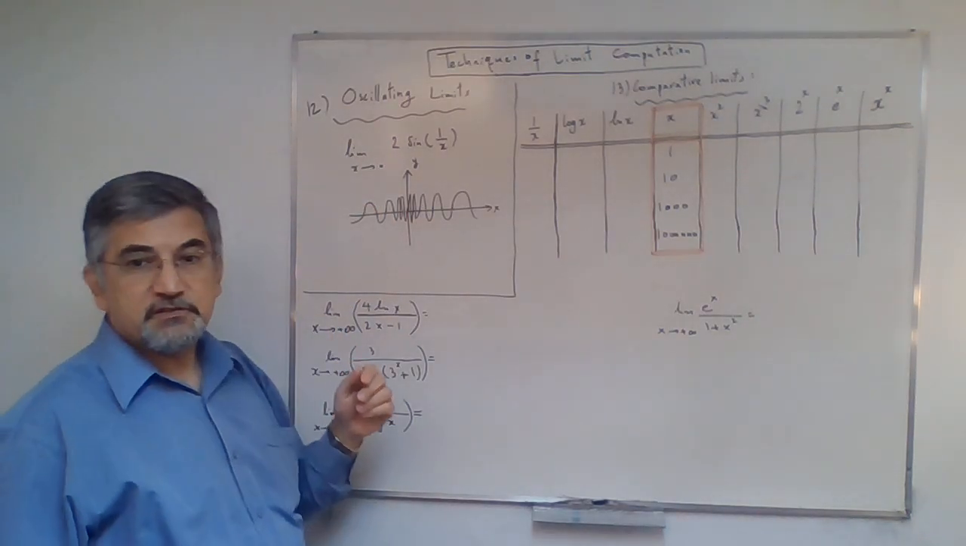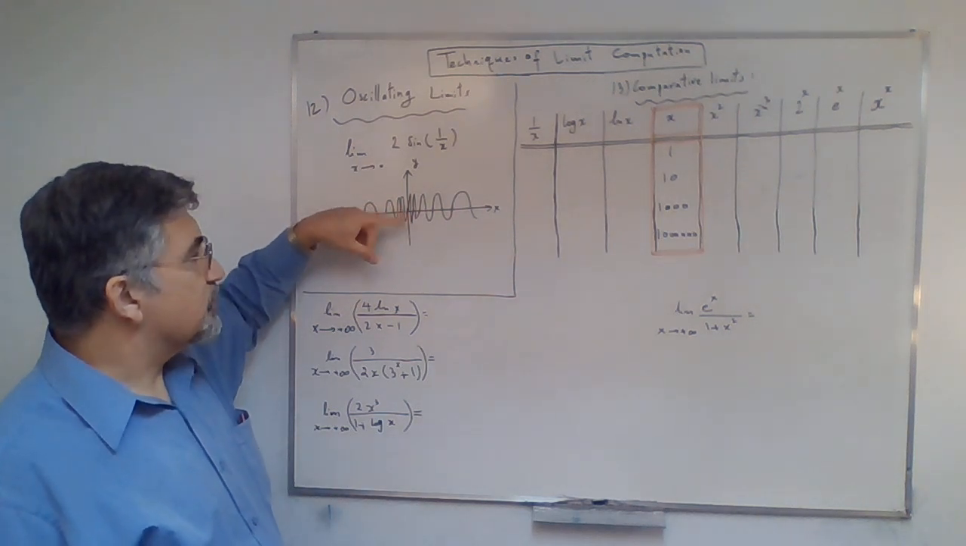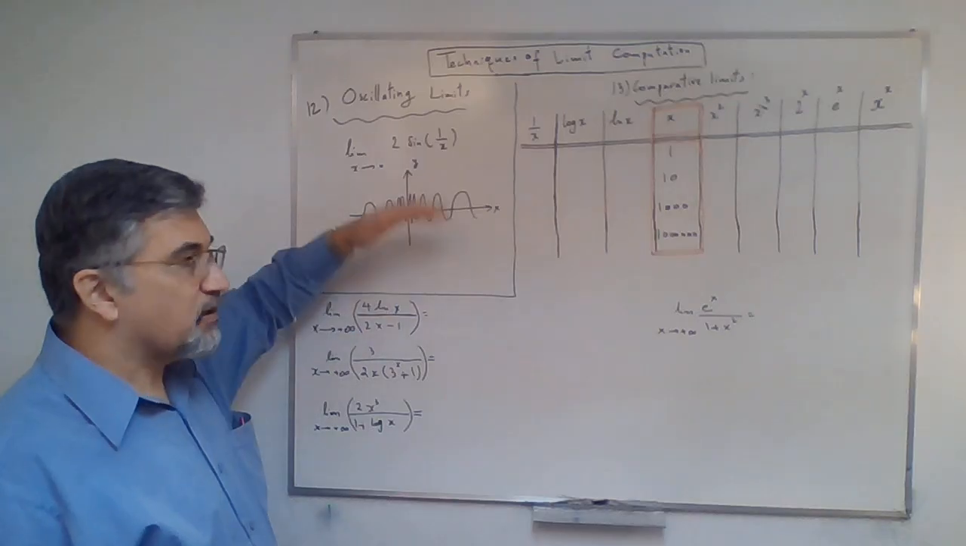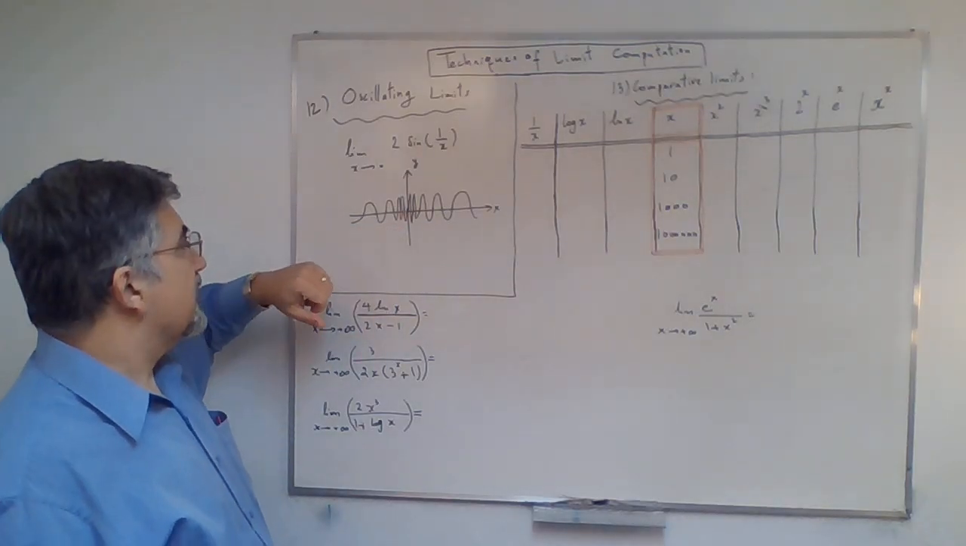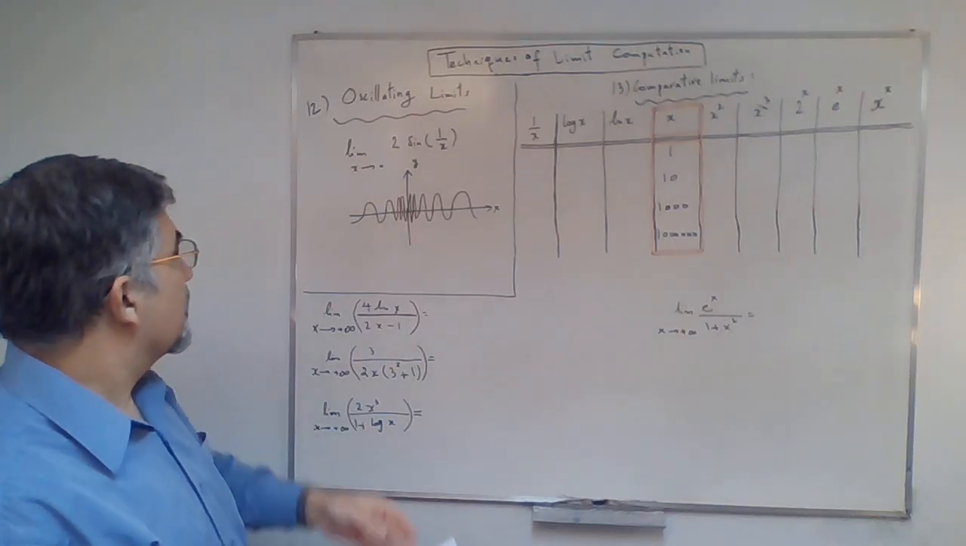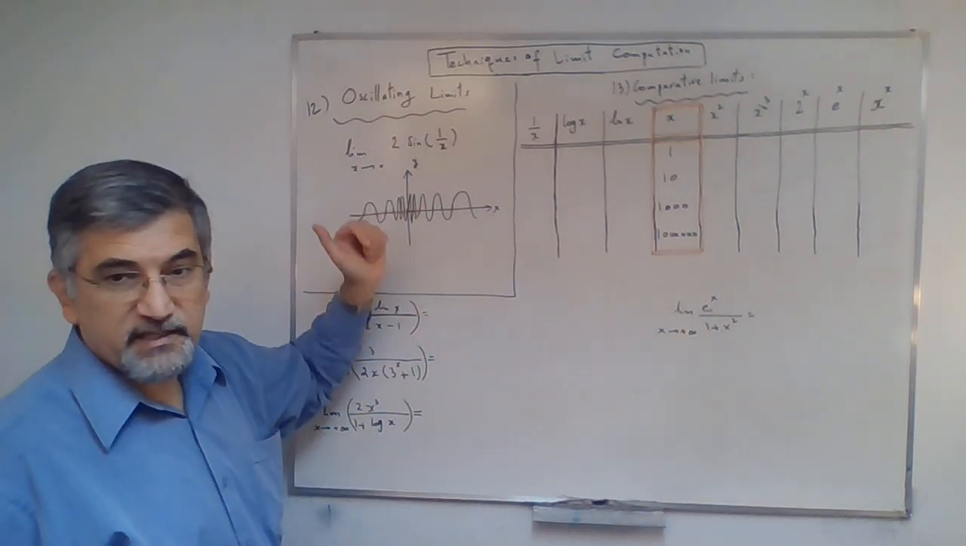The reason why it's called oscillating limits is because sometimes functions fluctuate between two values, just like the sine function and cosine function, and they keep oscillating and oscillating. And it's hard to find an answer for the limit. Look at this function. It says 2 times sine of 1 over x.